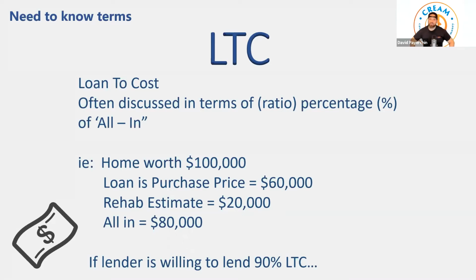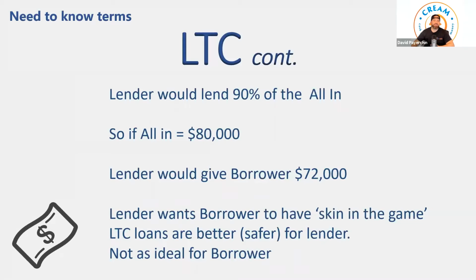Oftentimes these institutional lenders will say, hey, we'll give you 90% of the purchase price, so you've got to put 10% down, and 100% of the rehab. That's a very common program, and that's good. It is what it is. I'm just teaching you what it is. Let's pretend the home is worth 100,000 and the loan to purchase the home is 60K. The rehab estimate's 20,000, so you need 80. But if the lender's only willing to give you 90% loan to cost, so if you're all in for 80, they're only going to give you 90% of that. Just a quick example. So you're going to have to come up with a little skin in the game.